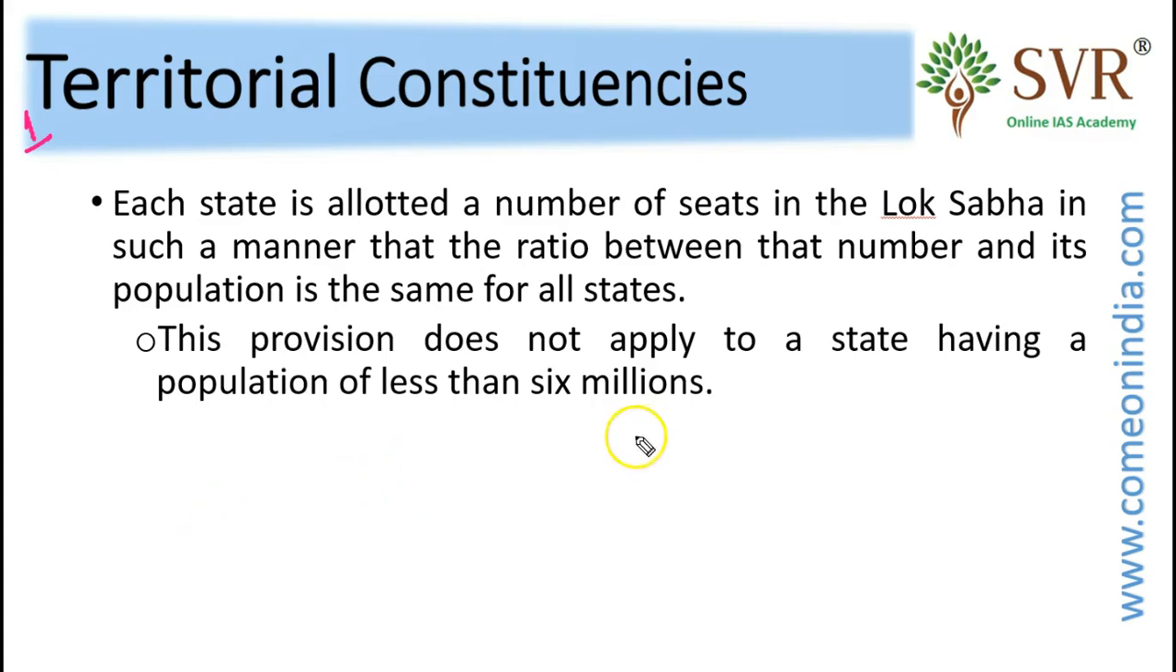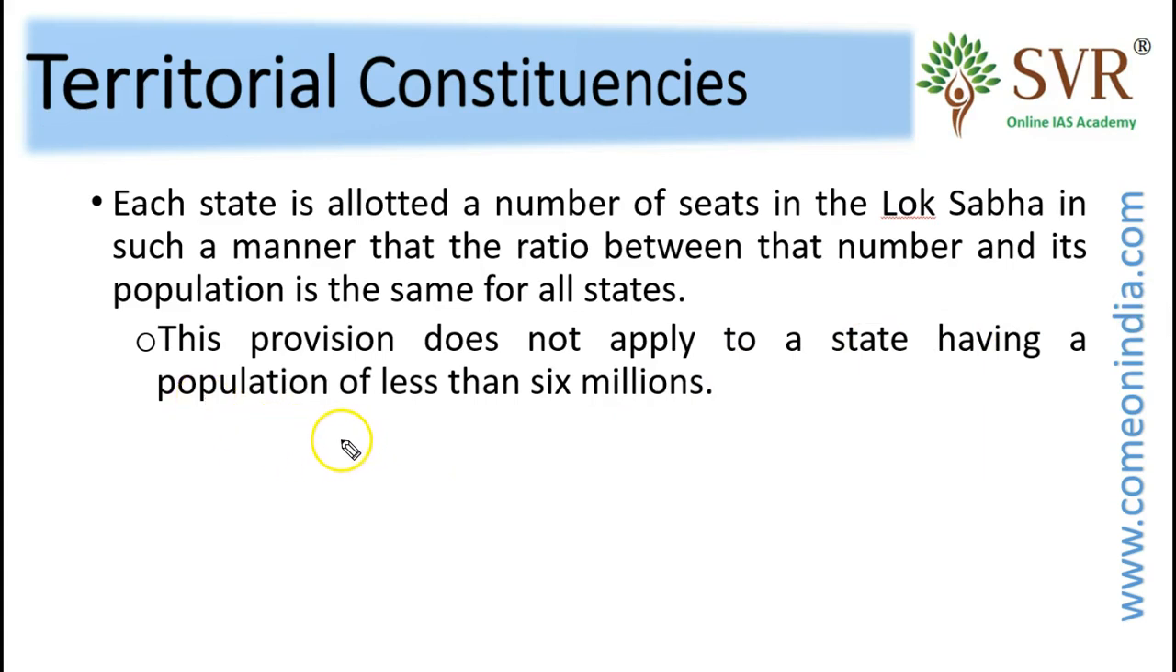Of the total strength of Lok Sabha, that is 552, the seats were reserved for every state according to its population. The Constitution of India has made certain provisions regarding the allotment of seats to each state. There were 2 provisions, and the first provision deals with the number of seats allotted to the state. This provision is simple to understand if we consider an example.